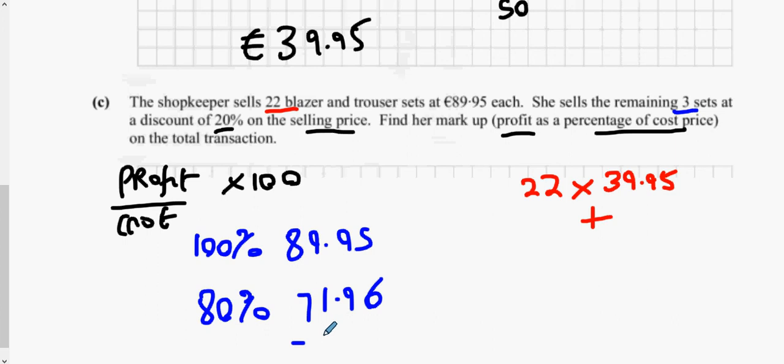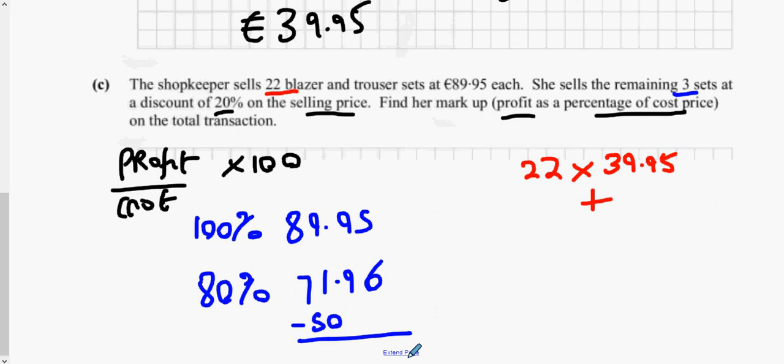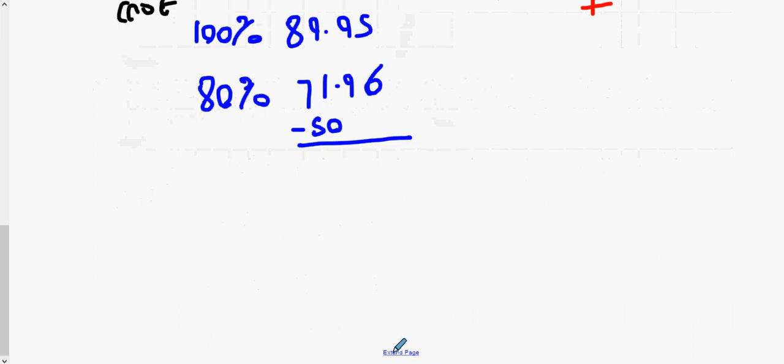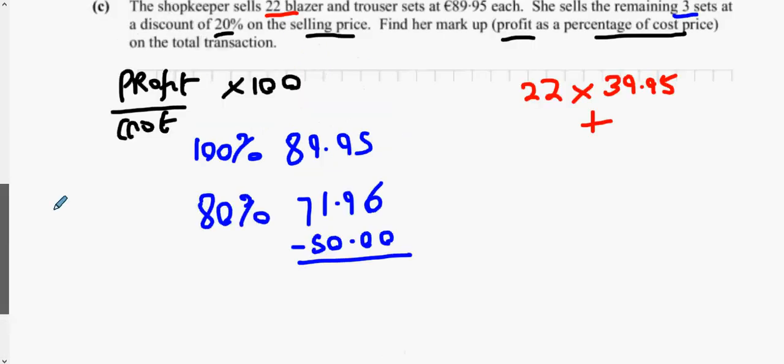Remember, it costs her 50 quid. So how much money would she make for those sets? Take them away from each other. Take 50 away from €71.96. How much money is she going to make? €21.96.